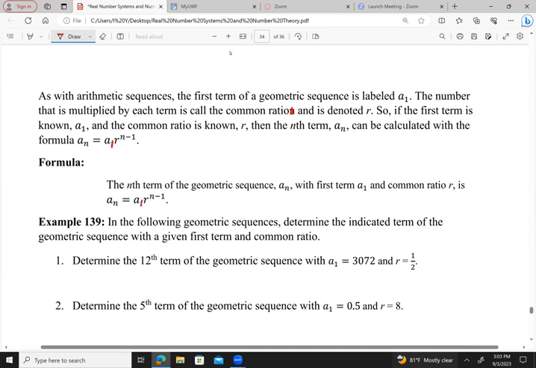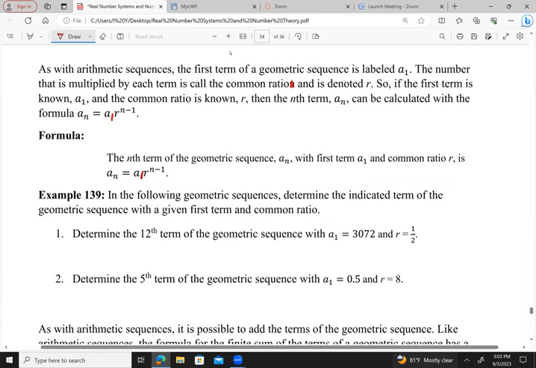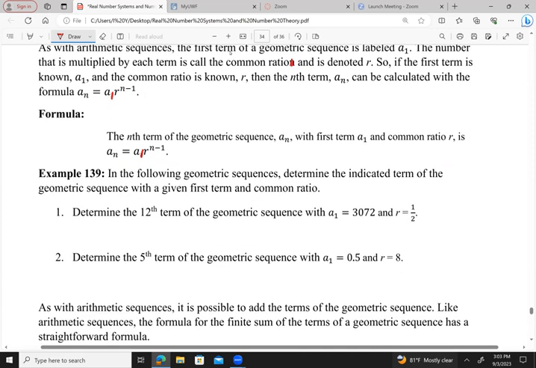A sub 1. Is that a 1? Nope, that's an I. For the following geometric sequences, determine the indicated term of the geometric sequence with a given first term and common ratio. So we want to determine the 12th term of the geometric sequence with a sub 1 equal to 3072 and r equal to 1/2.